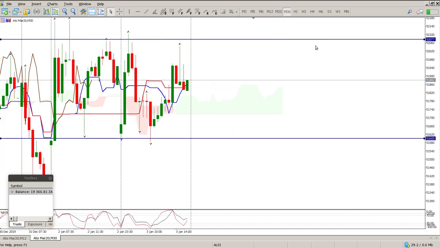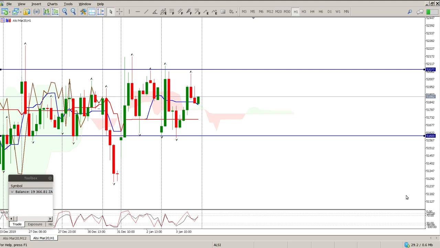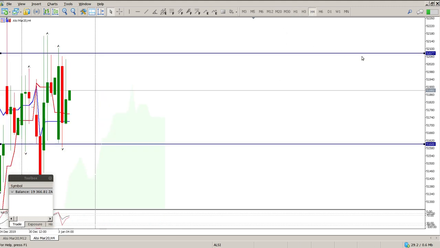If we look at the 30 minutes, bullish, bearish, still range bound. There's nothing really there. Range bound, you can see Kijun-sen, Tenkan-sen flat. Nothing that you can read into that.